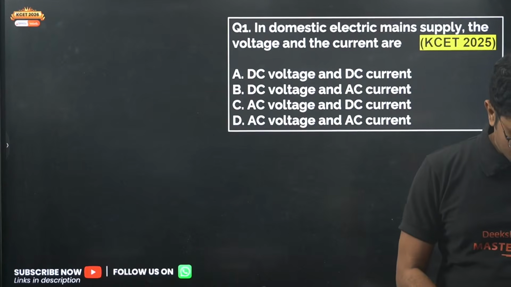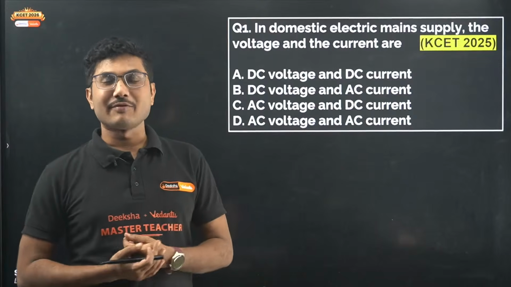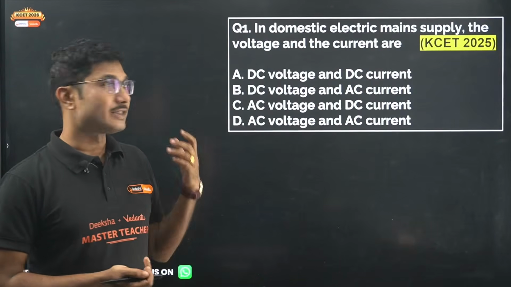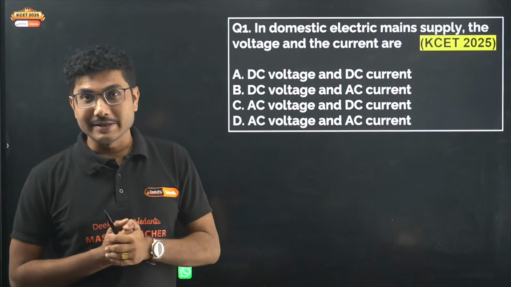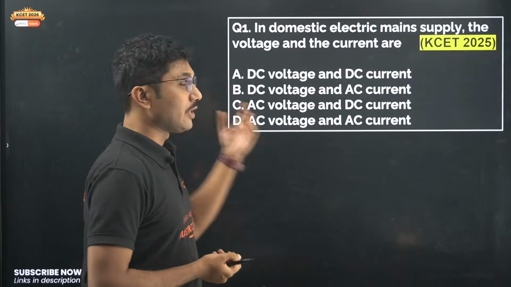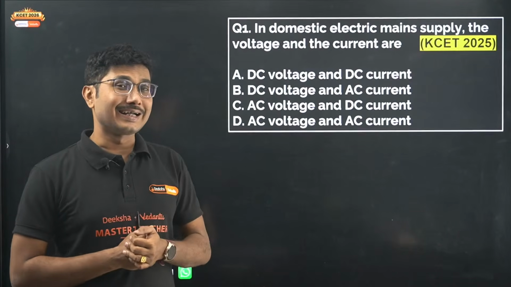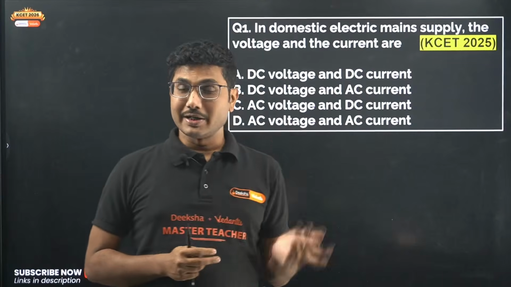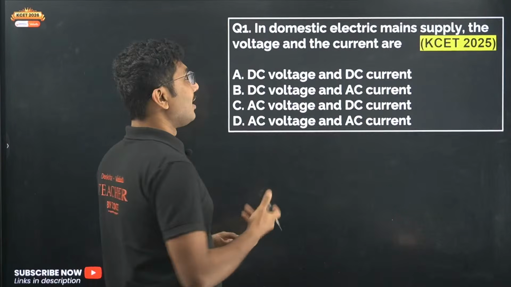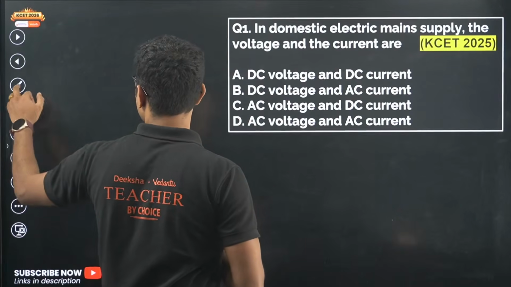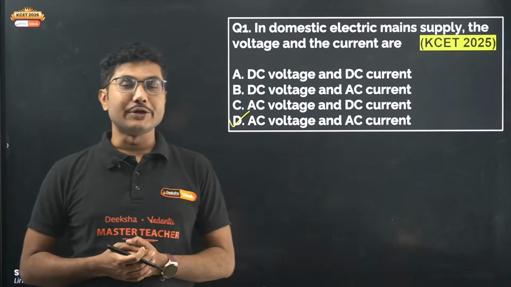If you don't know, let me give you a hint. The supply that we generally use is 220 volt, 50 hertz, that is the voltage that we are using. So that means it is an AC voltage. Now if there is an AC voltage, we cannot make it a DC current directly. We have to use a converter to convert it. So basically AC voltage and AC current is the thing that we use in our day-to-day life. The domestic electric supply always sends you AC voltage and AC current.